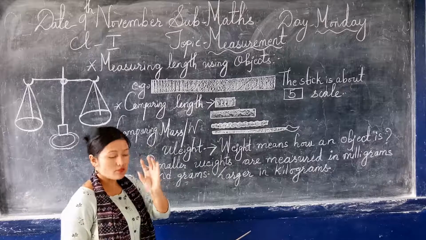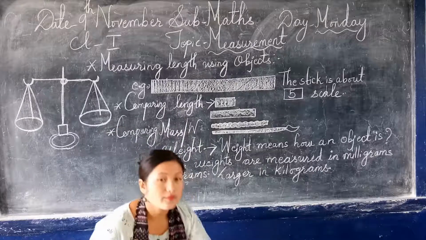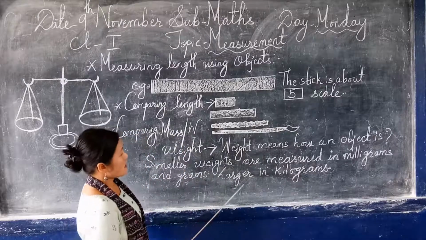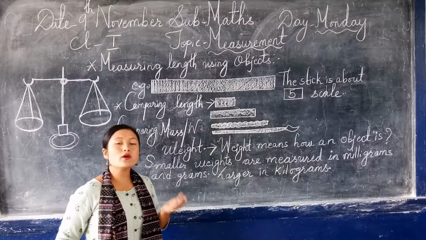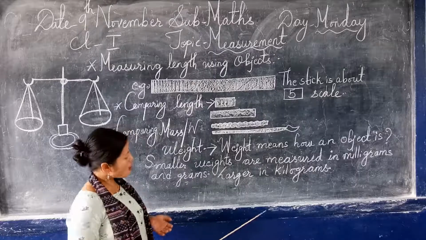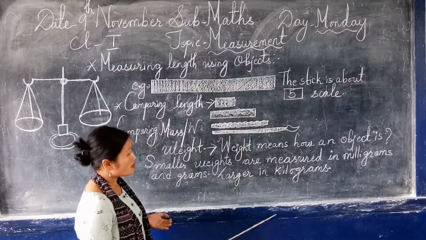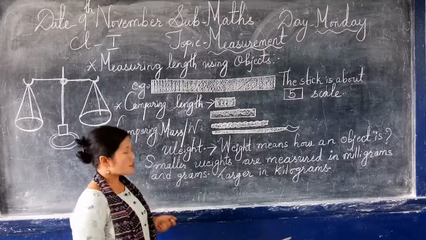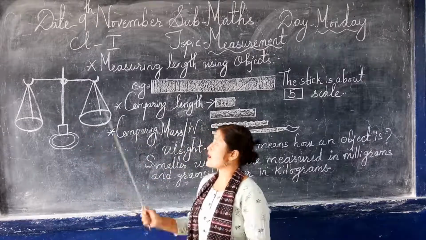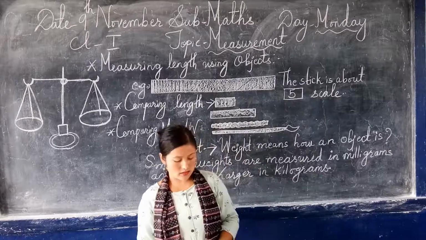The objects which are small, like this diary or this box, are measured in milligrams and grams. Larger objects are measured in kilograms. Whenever we buy rice or vegetables in the market or in the shop, the shopkeeper measures the rice or the vegetables in kilograms, because they are larger objects, and they use the same kind of balance in the market or in the shop.